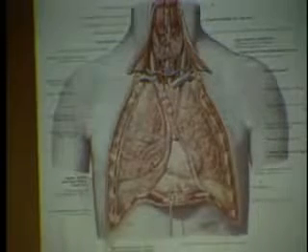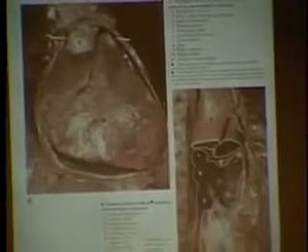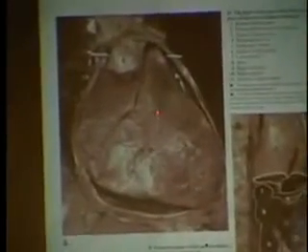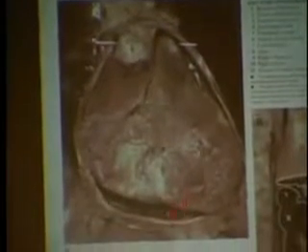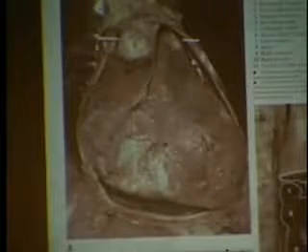New slide. Now, the parietal layer of pericardium is adherent to the visceral layer? No. Why isn't it? If it were, what would you obliterate?